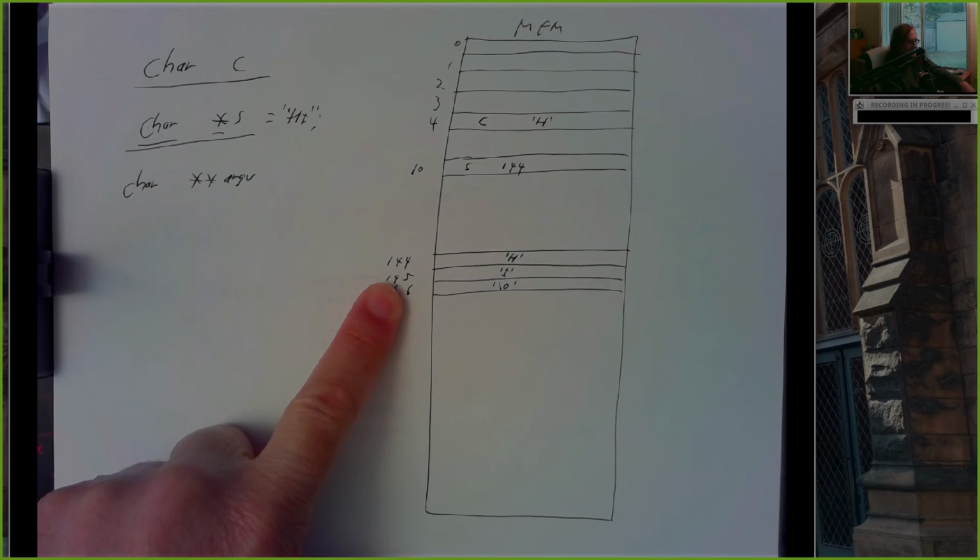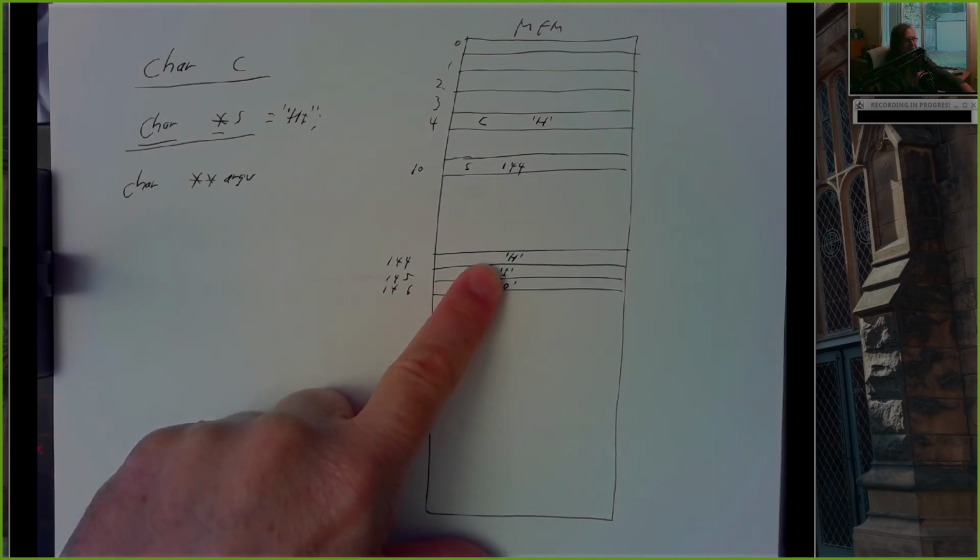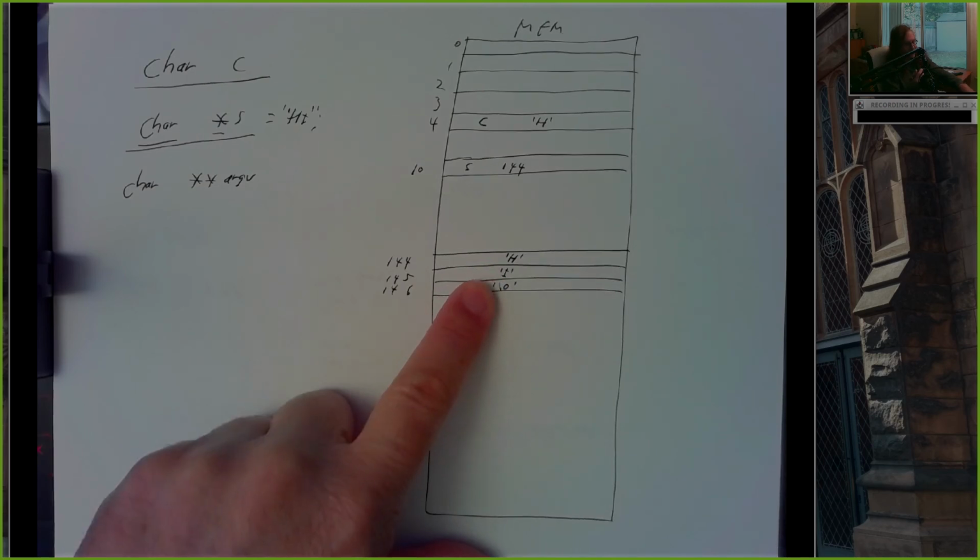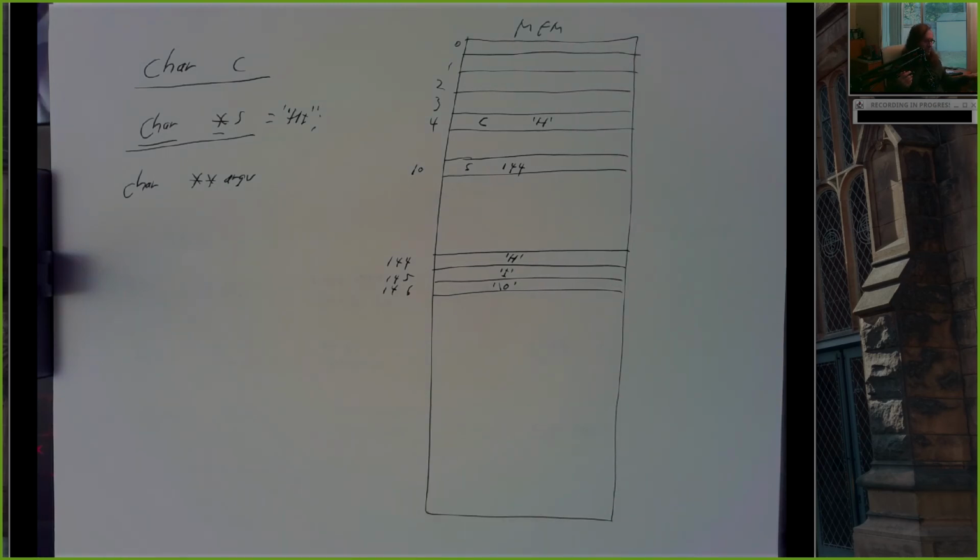And at location 144, the print function will find the ASCII code for an H, it'll print out an H. And then it'll look in the next location in memory, find the ASCII code for an I, print out an I. And then it'll look at the next location, find a 0, and say that's the end of the string. And it won't print anymore. So that's the char star case.